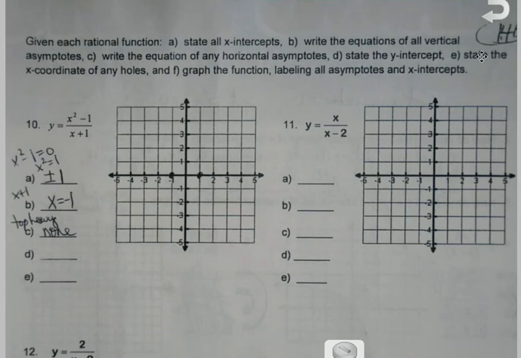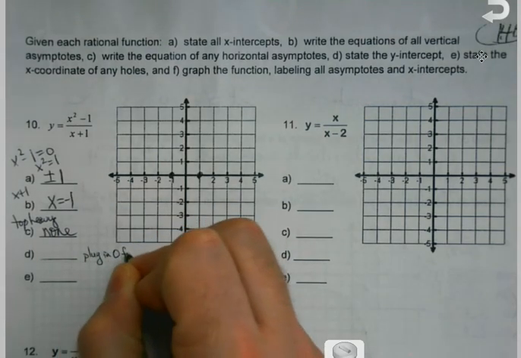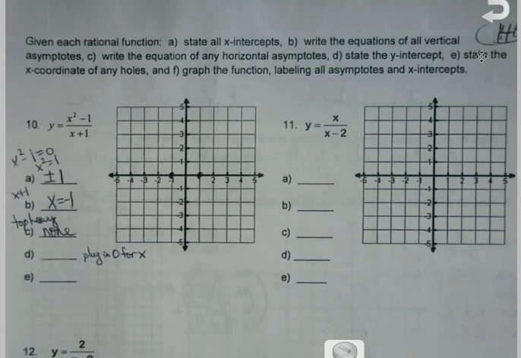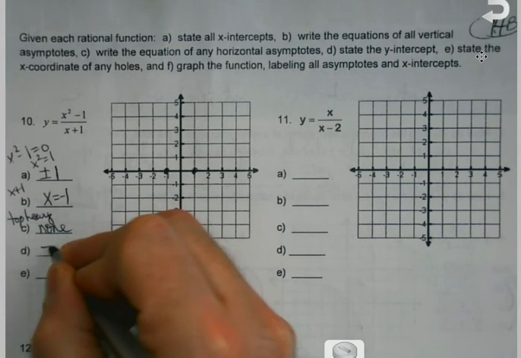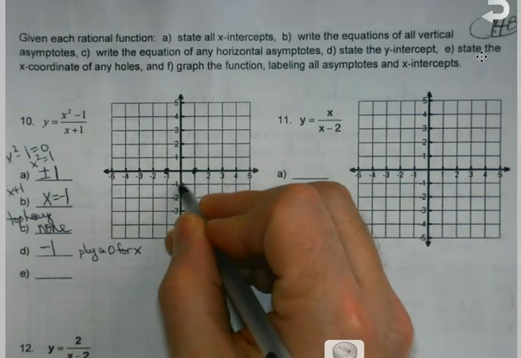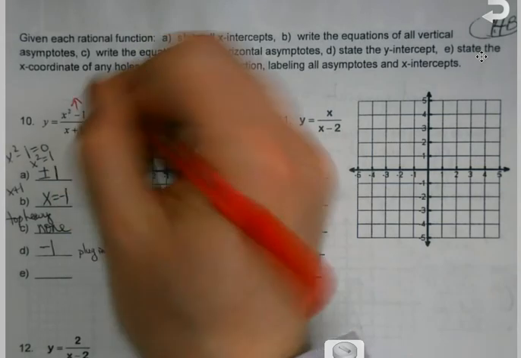Y-intercept. Remember, when you're doing the Y-intercept, we're plugging in 0 for x. So if I do that, I just end up with -1 over +1, which means my Y-intercept should be at -1. And then the fun starts. The x-coordinate of any holes. Now remember, the only time a hole comes up is if you can find a factor that's common in the numerator and denominator. Oh yeah, factor this.